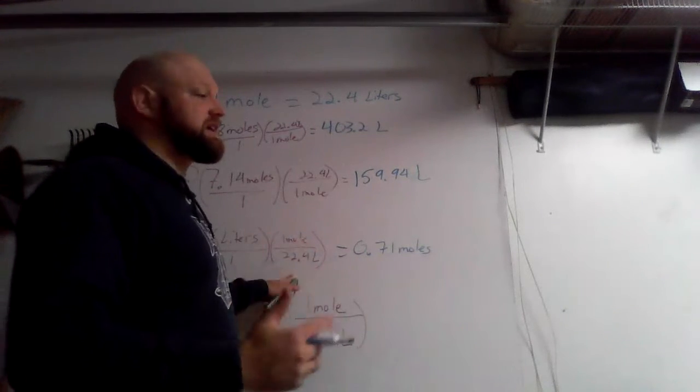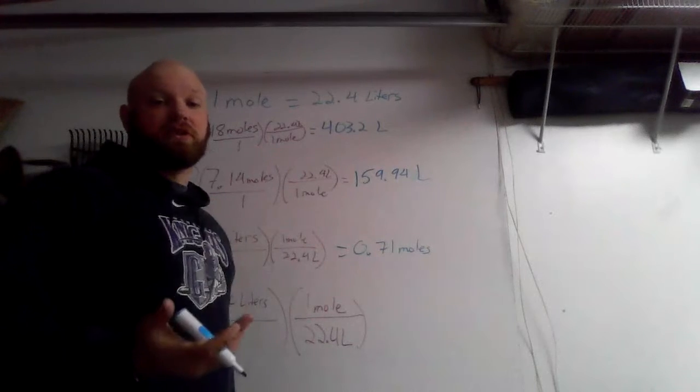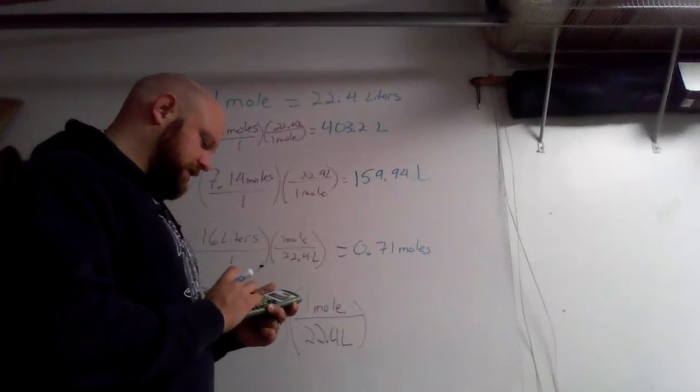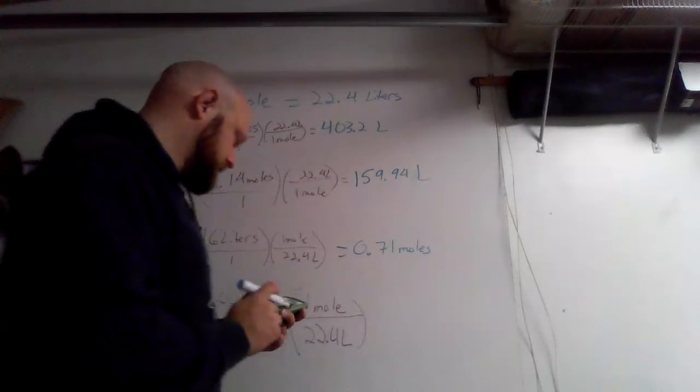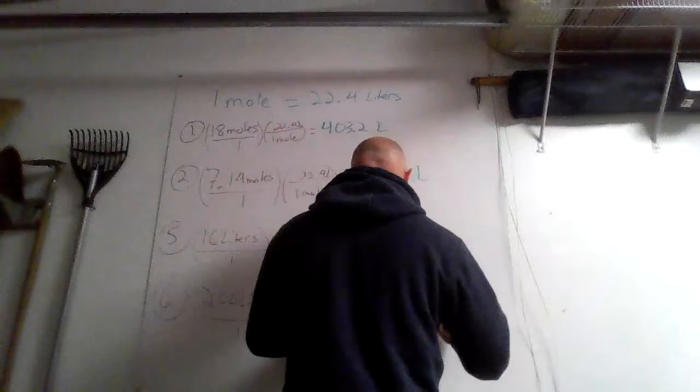Okay? Your 22.4 always comes second in these equations, whether you're multiplying or dividing. If you think of it coming second, it's harder to mess up. Okay, and number 6 says if you have 200 liters, how many moles do you have? So I do 200 divided by 22.4, and I get 8.93 moles.